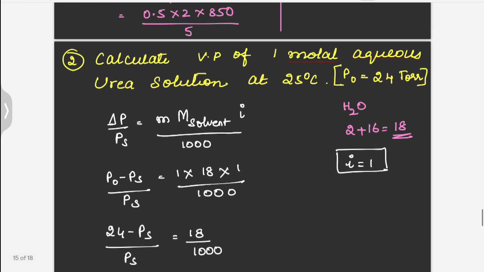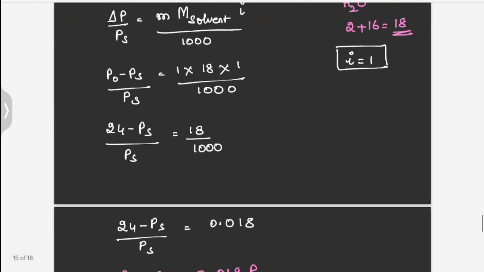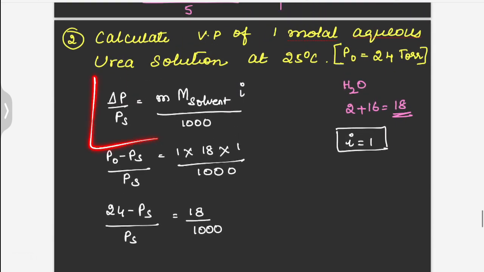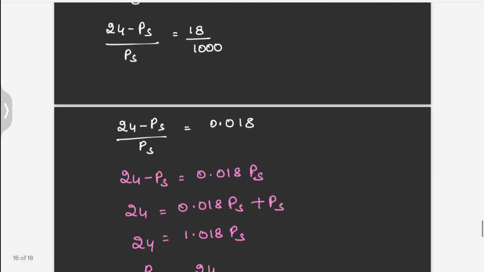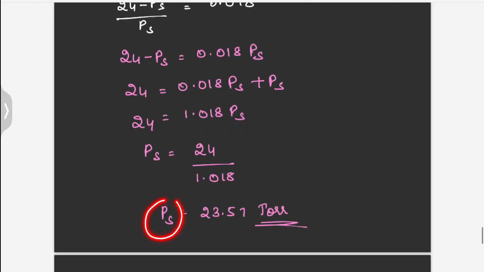In the question, they will give P naught. Molality is given. What you have to find out is the vapor pressure of the solvent. So you should only find out the Van 't Hoff factor. Learn to find the Van 't Hoff factor for different kinds of solute, whether it is a strong electrolyte or a weak electrolyte. Using these values we can easily use this formula, so make a note of it. We can easily find out the vapor pressure of the solution.